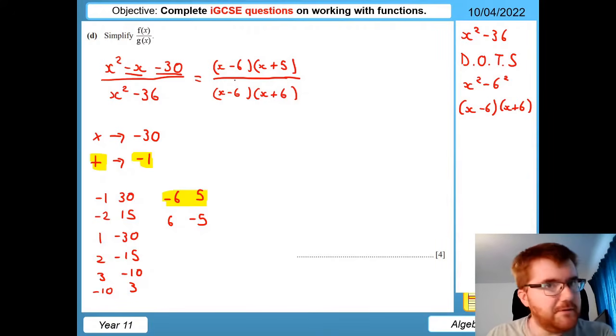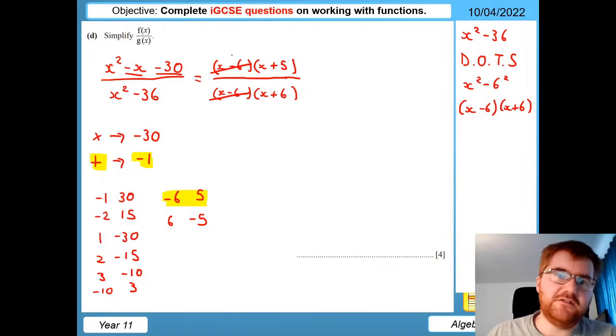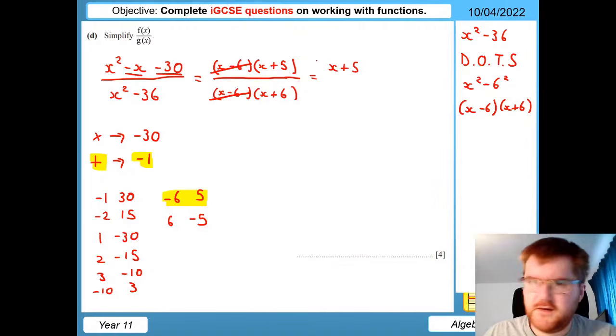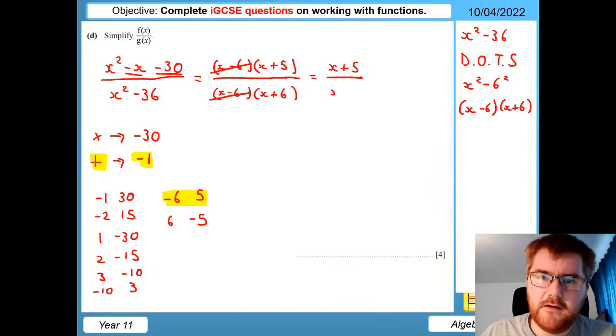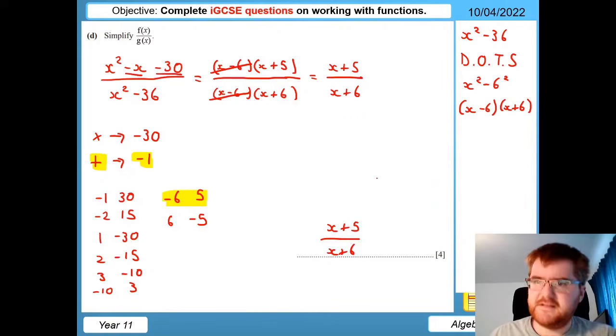And if that happens, then we are allowed to cancel. So we can just cancel these through. And then we get our final answer for 4 marks of (x + 5)/(x + 6). So we can write that in like so.